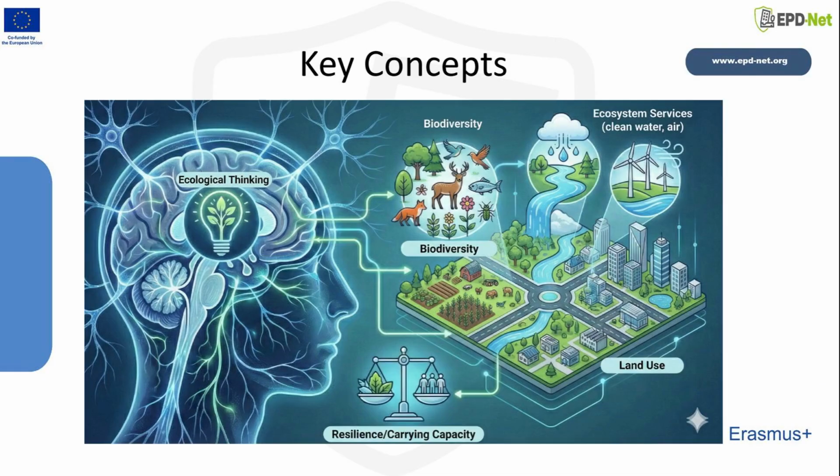Carrying capacity reminds us that every place has its limits. Exceeding them leads to ecological stress and long-term problems. Finally, green infrastructure offers practical solutions, networks of natural and semi-natural areas that support biodiversity, manage water, and improve livability in cities. Together, these principles form the basis for planning that works with nature, not against it.